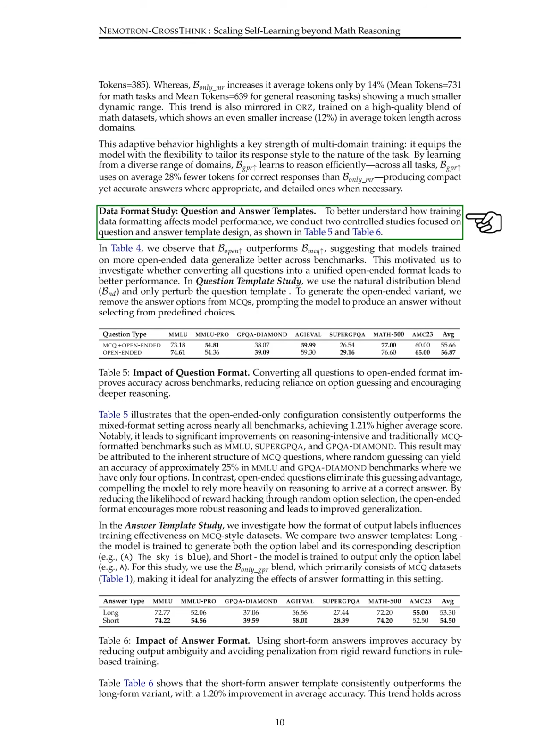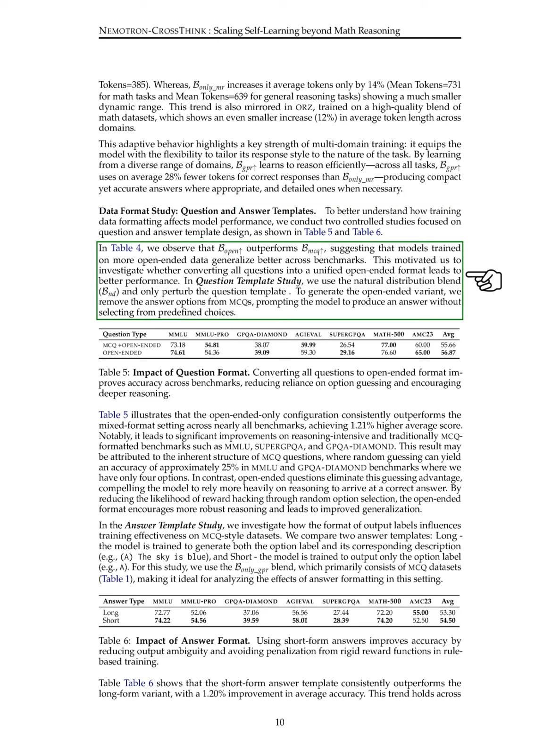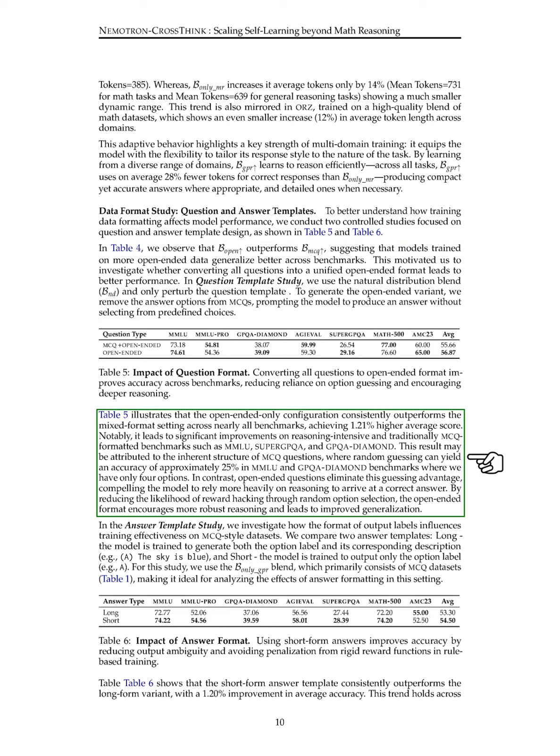Next, we investigate how the formatting of training data affects model performance through two studies focused on question and answer templates. Our analysis shows that models trained on open-ended data perform better across benchmarks. We find that converting all questions to an open-ended format leads to improved performance, particularly on reasoning-intensive benchmarks. This is because open-ended questions require the model to rely more on reasoning rather than guessing, which enhances generalization.